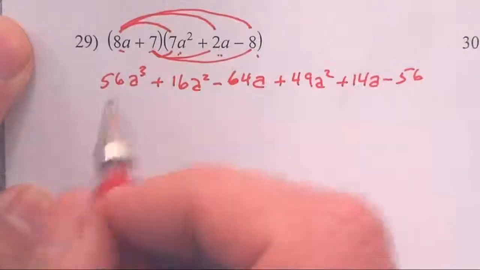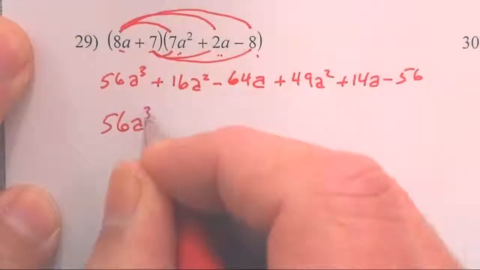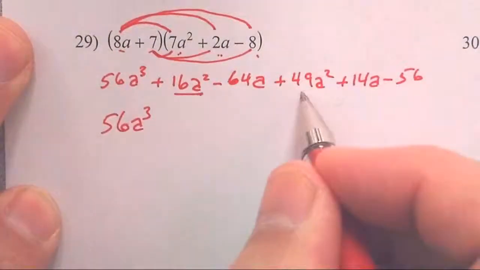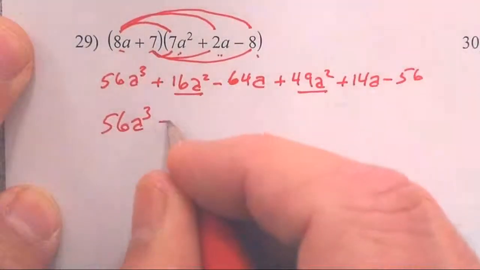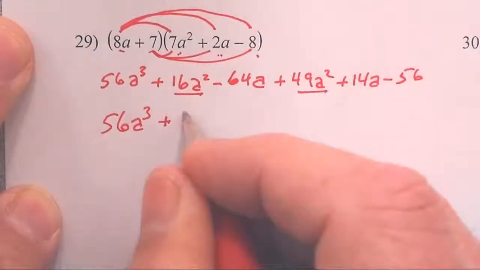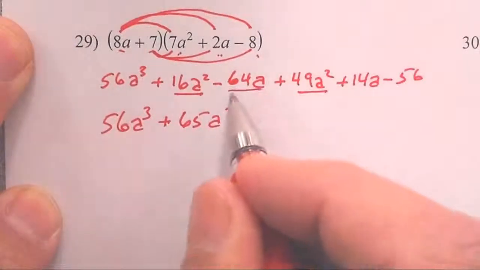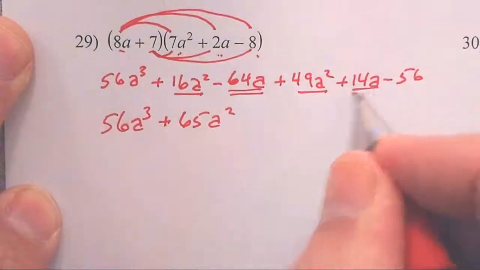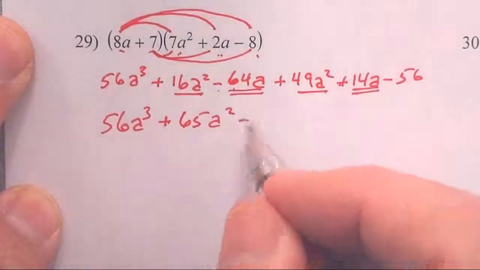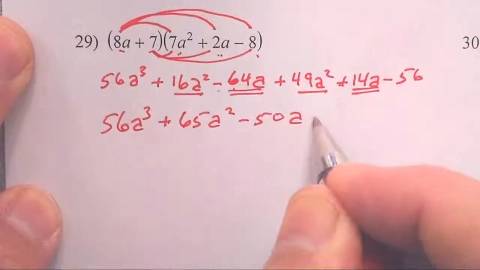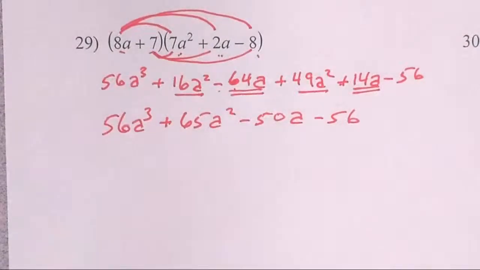So I just look for things I can combine. I start with the biggest exponents. The only to the third I have is 56a to the third. To the seconds, however, I have 16 and 49 of those. They're both positive, so they get along. I combine them. Add, 65a squareds, a's. I have minus 64 and plus 14. Minuses and pluses fight, subtract. The minuses win by 50 a's and a minus 56. So it's just really a test in organization.